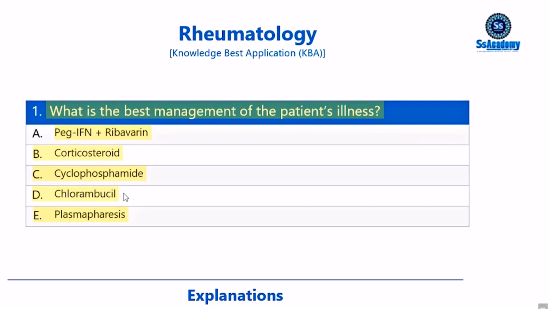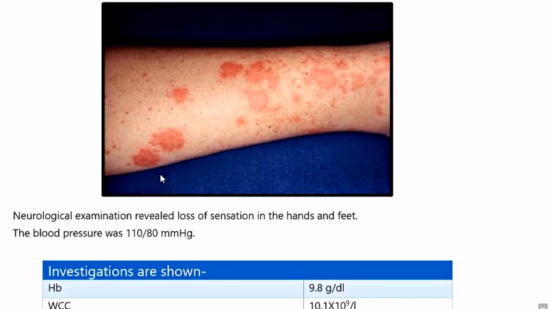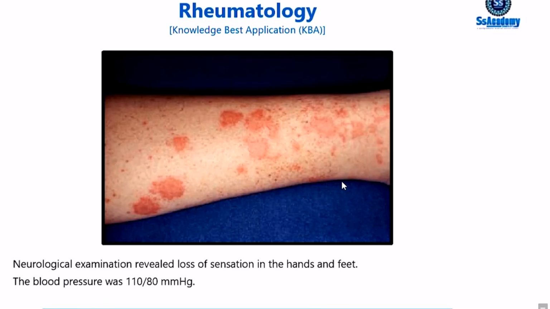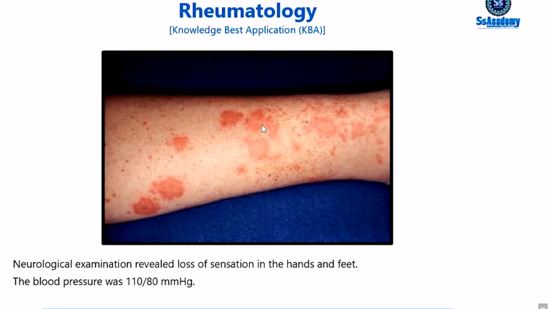As I said, immediately after the third step, the fourth step is the photography. Looking into the photography is really helpful. So here is the first photograph. You see that on examination, she had a palpable purpura on the legs and arms, and there was no obvious evidence of joint swelling. So these are palpable purpura.